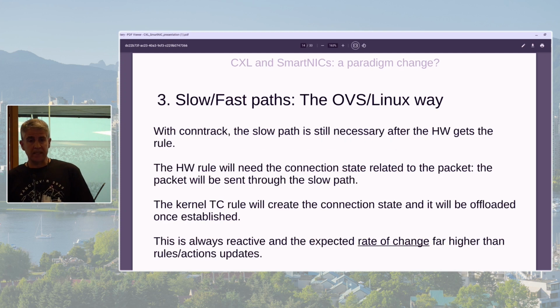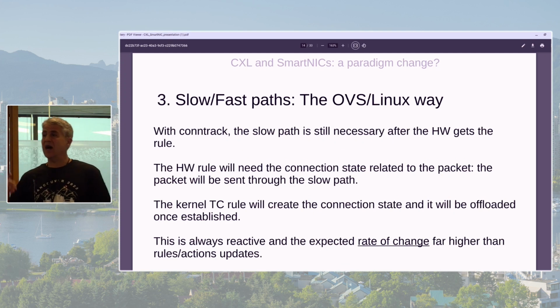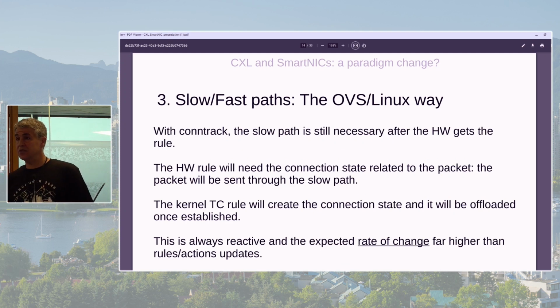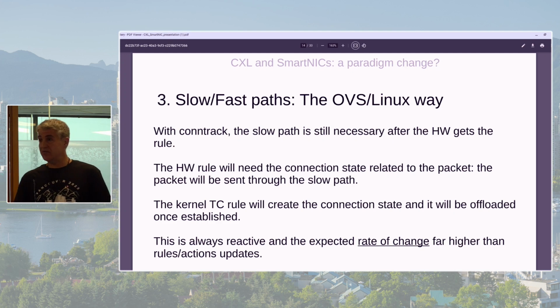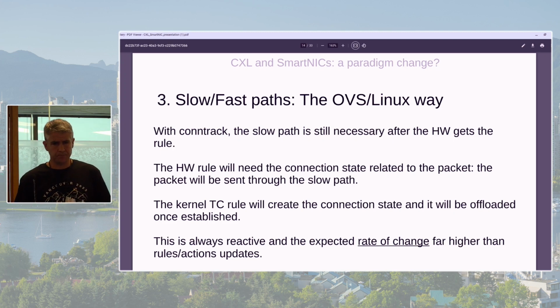So, and as I said, with conntrack, the slow path is necessary even after the TC rule has been installed, because it requires the flow state to be established first, and that is done by the kernel. So you can have the rule in the hardware, but it will not match because the flow state doesn't match, right? So it will go through the slow path.